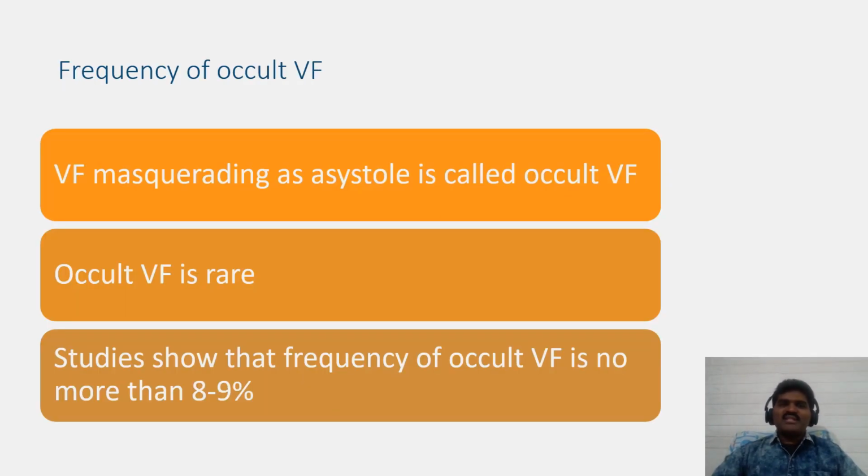So what is the frequency of this occult VF? VF masquerading as asystole is called occult VF. Of course, it's very rare. Studies have shown that the frequency of occult VF is no more than 8 to 9%.